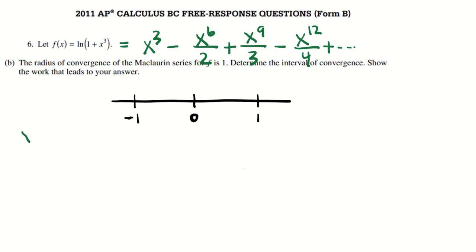I should be able to say, all right, when x is equal to 1, I've got 1 minus 1/2 plus 1/3 minus 1/4, and so on. Okay, this is the alternating harmonic series. It is an alternating series, but it's the alternating harmonic series.